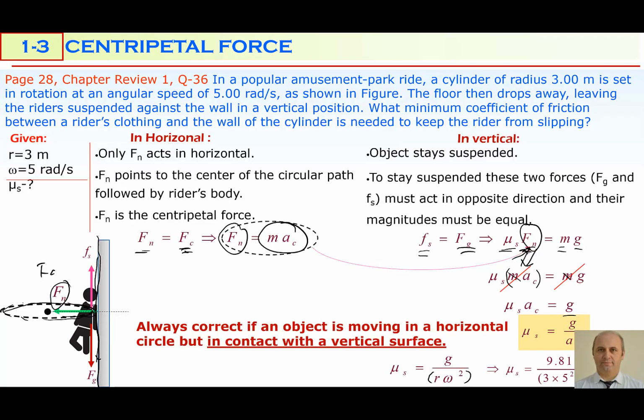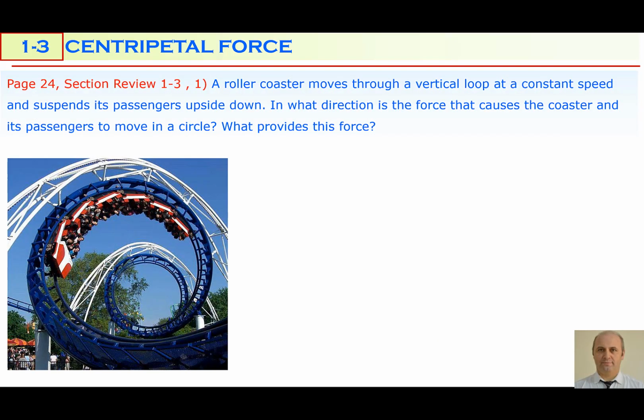Now we are going to solve some section review questions. First question is question number 1, page 24. A roller coaster moves through a vertical loop at constant speed and suspends its passenger upside down. This position in here. In what direction is the force that causes the coaster and the passenger to move in the circle? This is asking, in fact, what is the direction of the centripetal force?